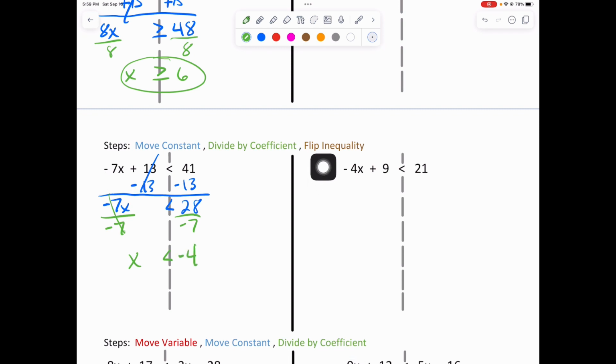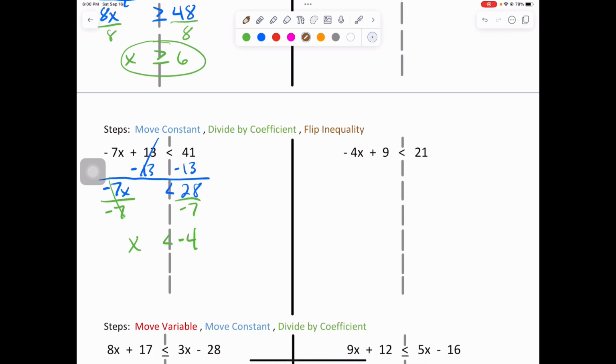However, it says flip the inequality, and why do we do that? Great call. Way to recognize from number one. Yes, we are dividing by a negative coefficient to get that by itself, so we need to flip the inequality. First thing we're going to do is just flip it from less than to greater than, okay? X is already on the left side, so keep it there. Bring down your negative 4.